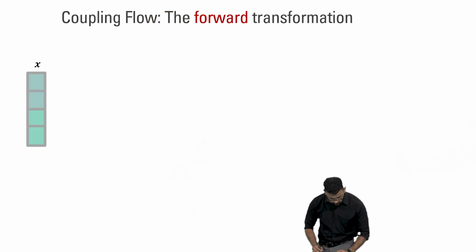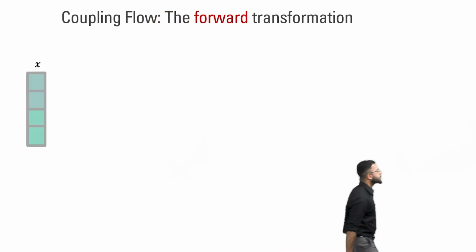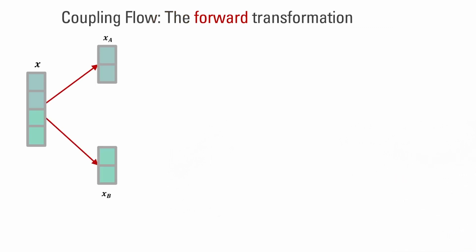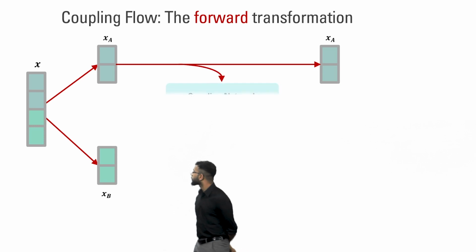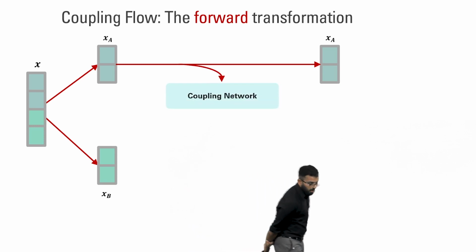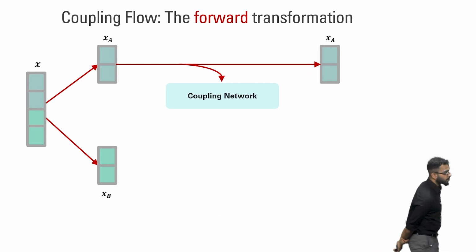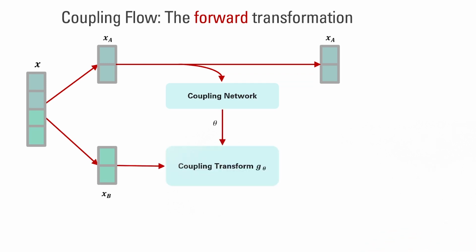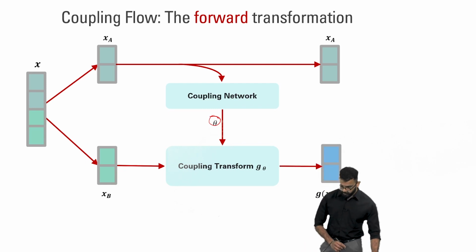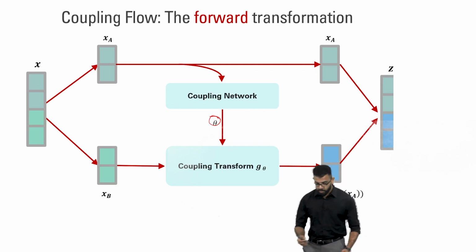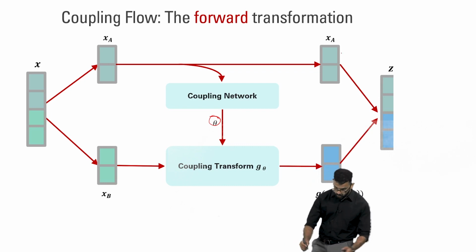Okay, wait, so let me actually do this. So you have your data X. What I'm going to do is split this into two halves, let's say XA and XB. I'm just going to copy the first half into my output. Now, the first half, I'm also going to use as input to a neural model that outputs some parameters, and I'm going to use the parameters outputted by this neural model to transform the second half of my input in a very simple way, right? And I'm going to define the output as just the concatenation of these two output vectors.